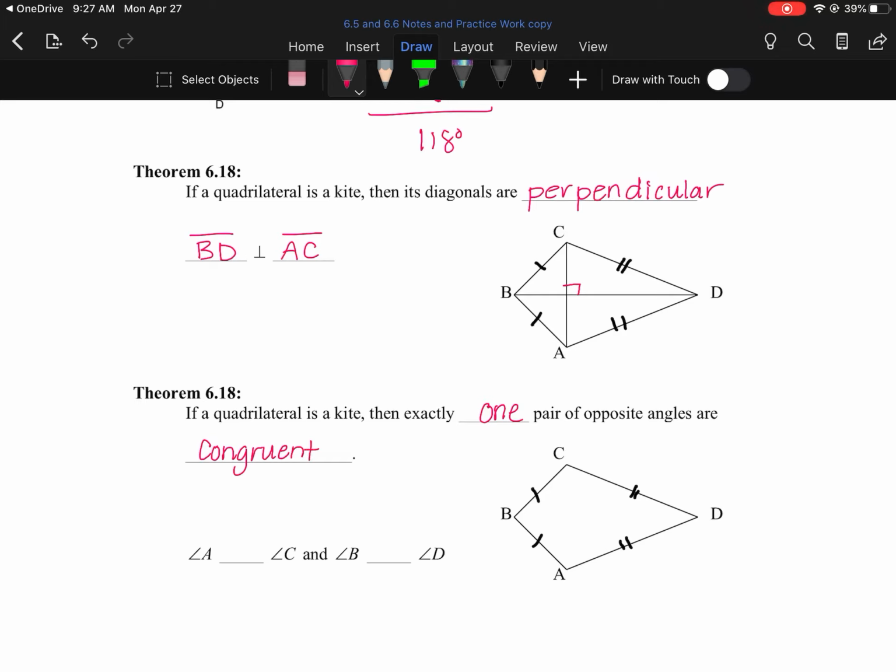Second one says, if a quadrilateral is a kite, then exactly one pair of opposite angles are congruent. Okay, only one pair. It has 4 angles. One pair would be 2, another pair would be the other 2. So that means angle A is congruent to angle C, and angle B is not congruent to angle D. So I will put A and C. And if you think about it, B is larger than D if you look at them.